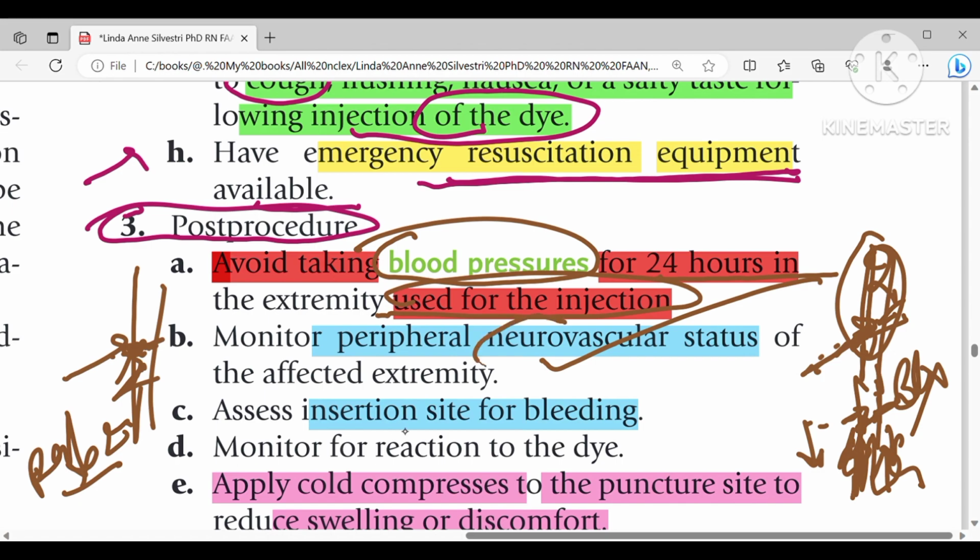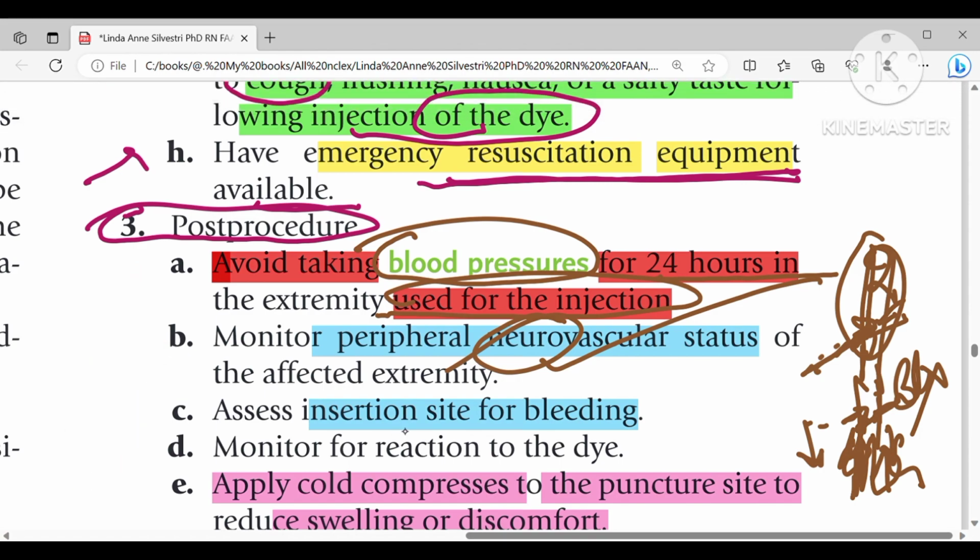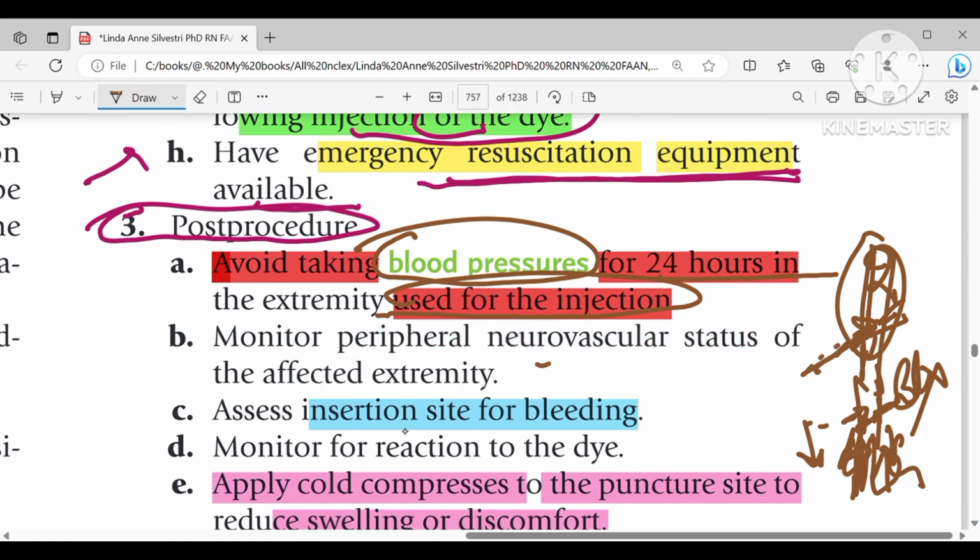And neurovascular, neuro assessment also we need to do, whether the patient is able to move his hand or not. So this is also a responsibility, we should check the neurovascular status. So what we need to check, we need to check the neurovascular status of the affected extremities.